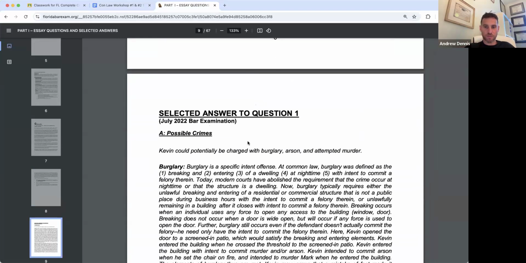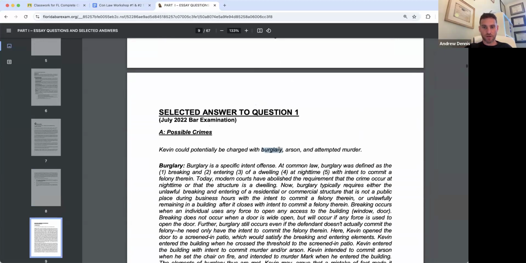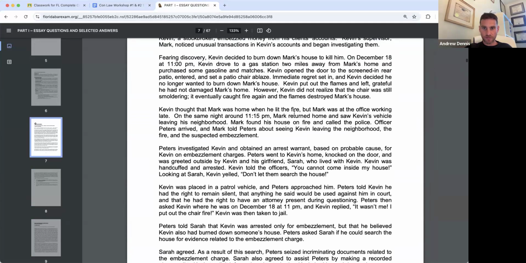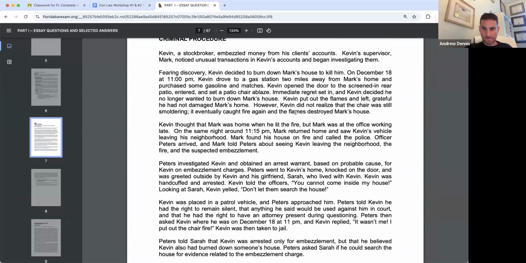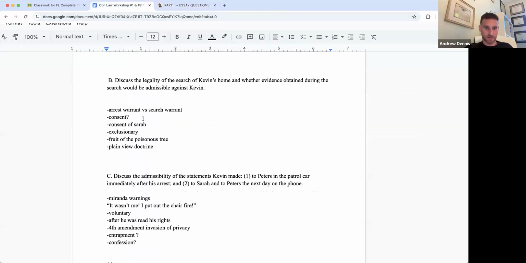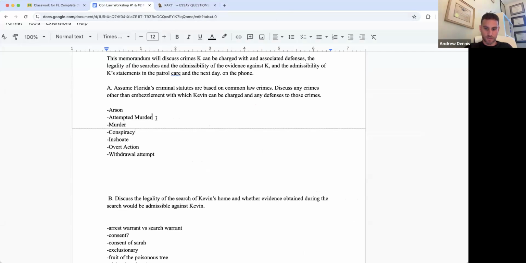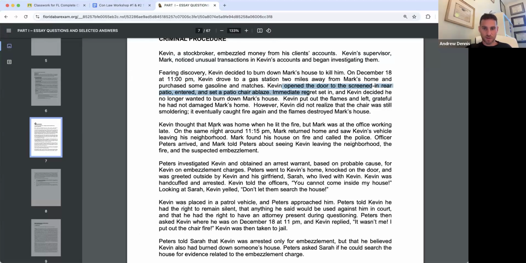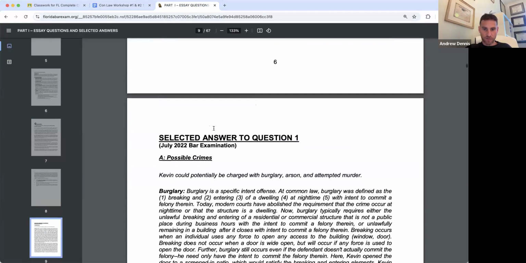So he could potentially be charged with burglary, arson, attempted murder. Okay, burglary. We didn't say that, but what would have tipped us off to burglary? Wait, yeah, Grace said it. Opening the door to the screen. Oh yeah, Grace did say it. Thank you, Grace. My bad, I just didn't write it down. And to be fair, I was saying we're going to go over these quickly because that's not tested so much. So what do they got for us?